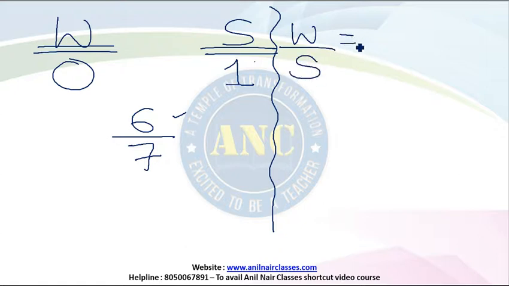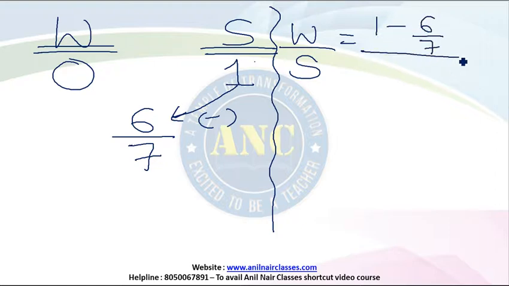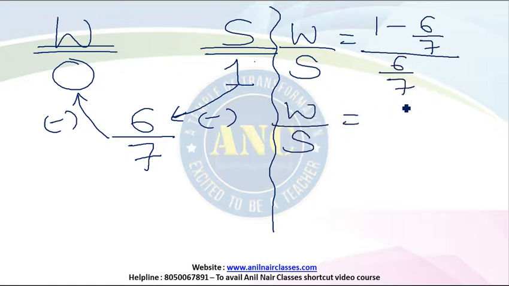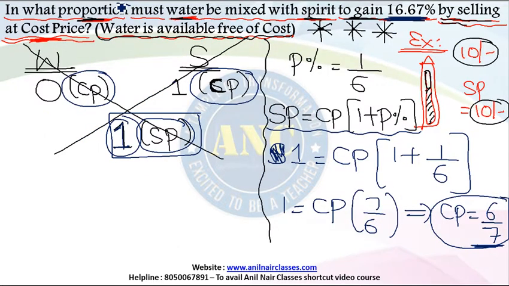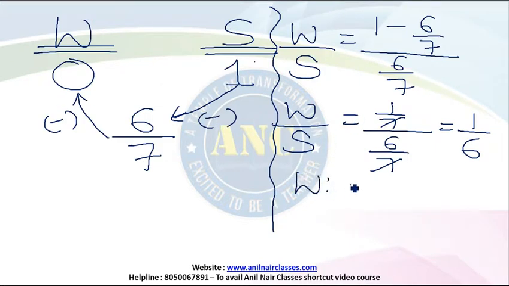Water by spirit ratio is 1 minus 6 by 7, let me write it one time, divided by 6 by 7 minus 0. If I simplify, water by spirit is 1 minus 6 by 7, which is 1 by 7, divided by 6 by 7. 7 cancels. You are left with 1 by 6. What is the question? In what proportion must water be mixed with spirit? You should mix water with spirit in the proportion of 1:6.